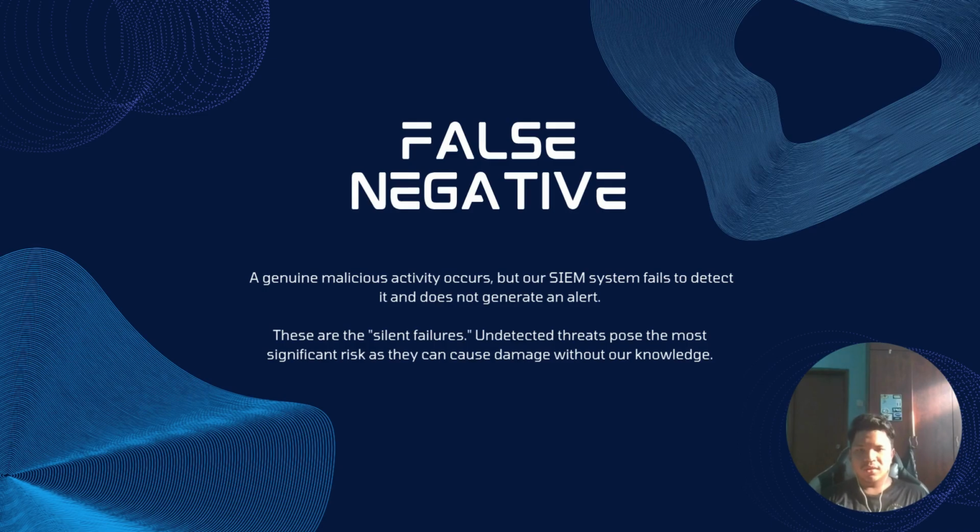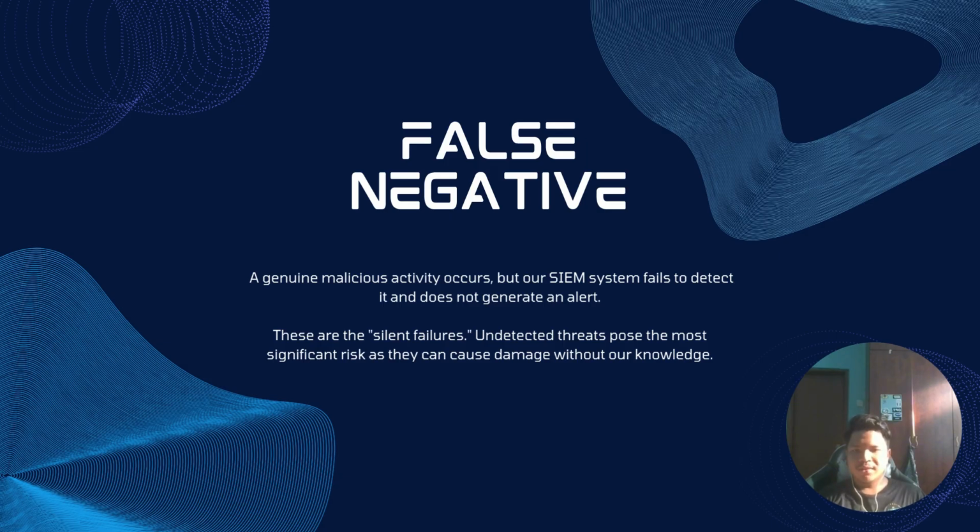And the last one is false negative. A false negative is the most dangerous scenario. This happens when there is genuine malicious activity, but the SIEM system fails to detect it and no alert is generated. These are often called silent failures because they allow threats to bypass detection, potentially leading to system compromise or data breaches without our awareness.